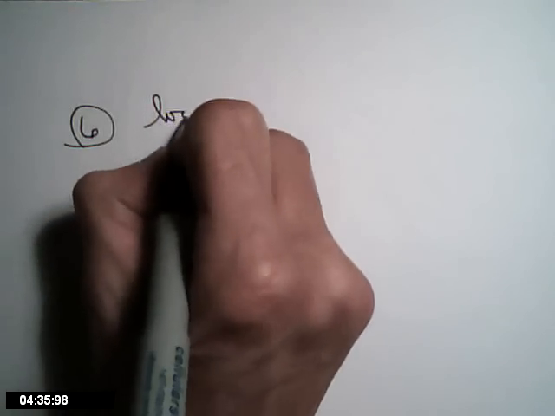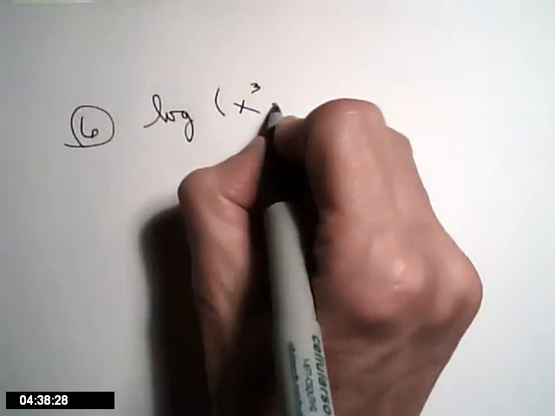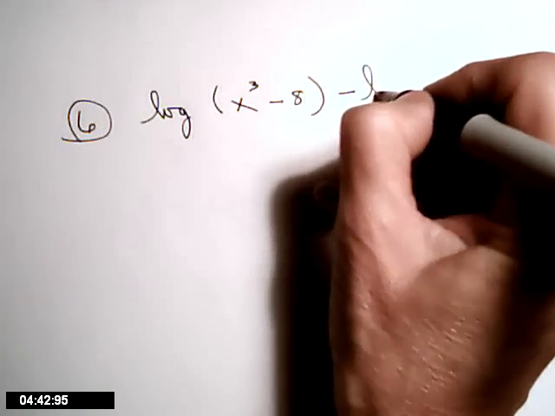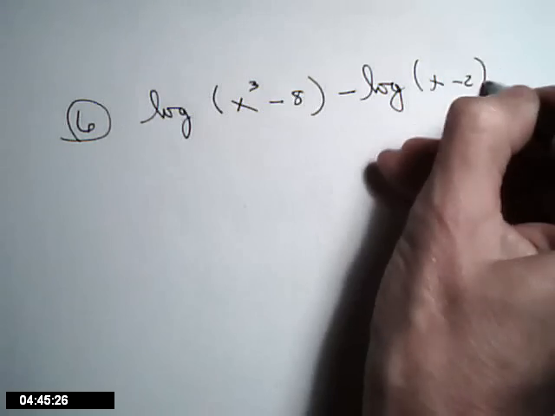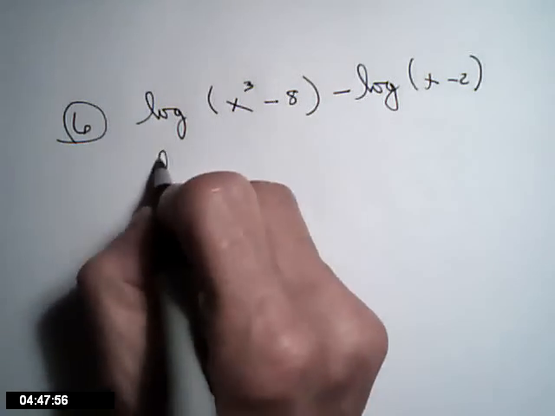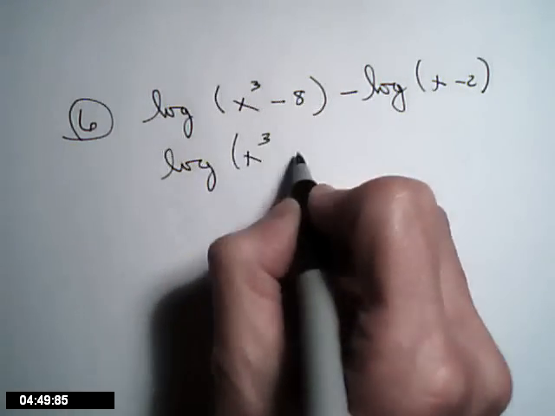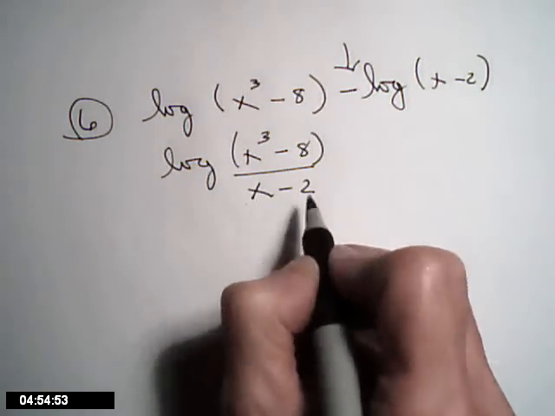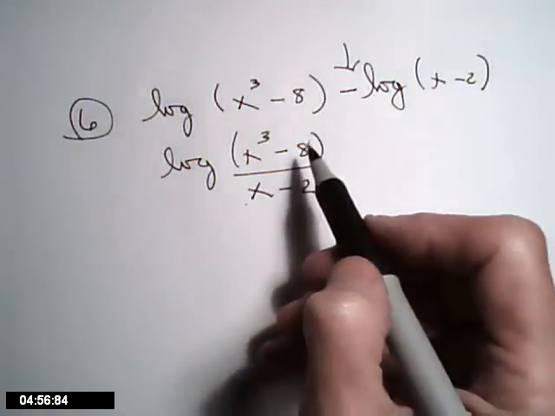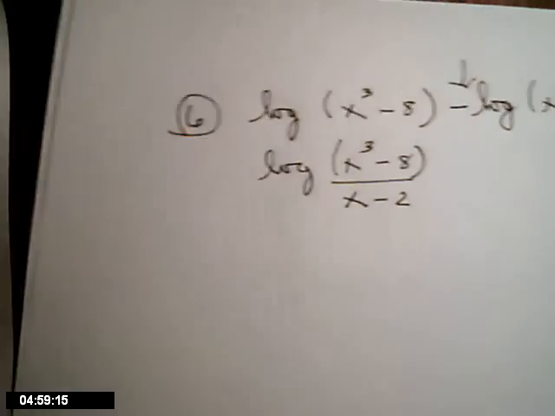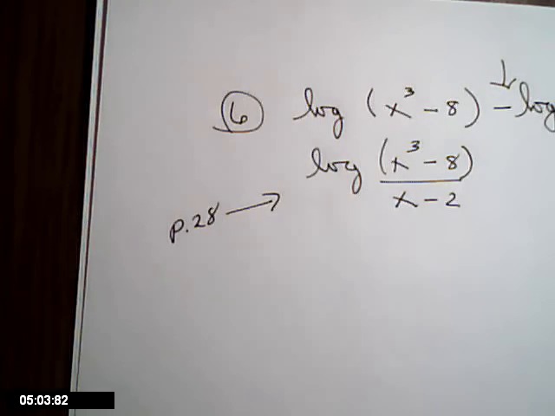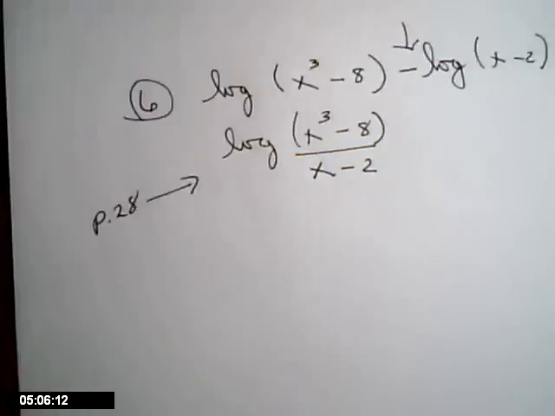Alright, problem number 6. This is one that we have actually not worked with much in college algebra, the difference of two cubes, so I want to call attention to it. We're going to have log of x cubed minus 8, minus tells me to divide, over x minus 2. Now x cubed minus 8 is the difference of two cubes. I just want to point out that if you'll go to page 28 in your textbook, there's a rule for that, or you can probably remember this.